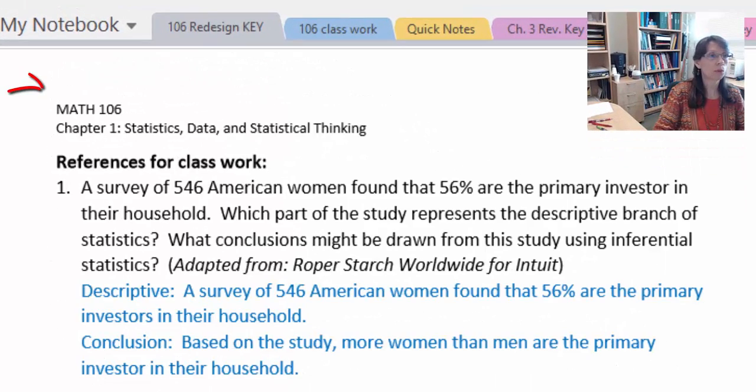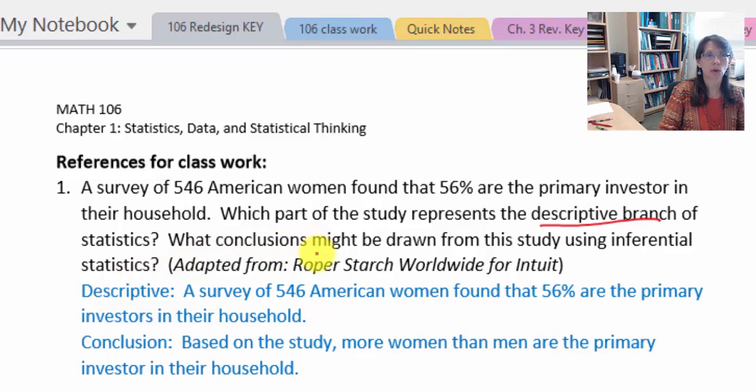In reference problem number 1, it says that a survey of 546 American women found that 46% are the primary investor in their household. Which part of the study represents the descriptive branch of statistics? What conclusions might be drawn from this study using inferential statistics?